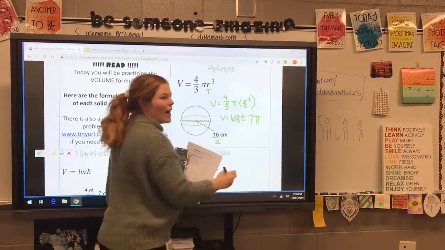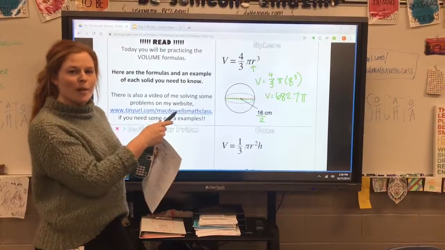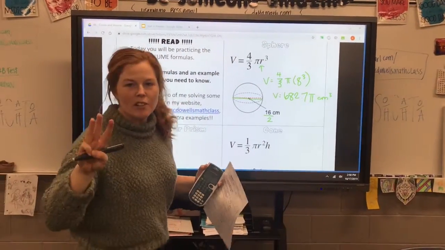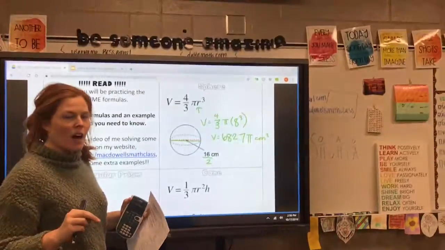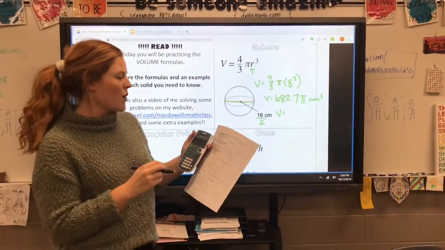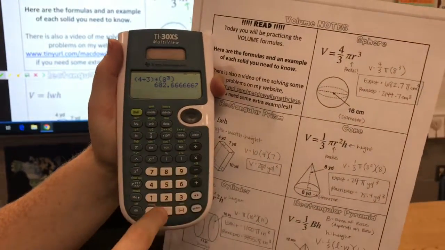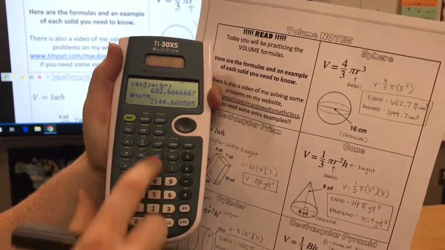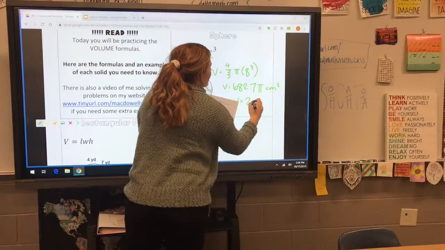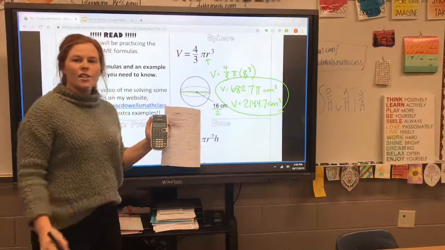So 682.7 pi, because remember, if I do not put pi in the calculator, I have to put it in my answer for the exact answer. And then it's centimeters cubed. These are 3-dimensional figures, so we are cubing the units. From there, we can take that exact answer and convert it to a rounded answer. Just like we did with arc length and area of a sector, we're just going to take our exact answer and multiply it by pi, and we get 2,144.7 centimeters cubed.